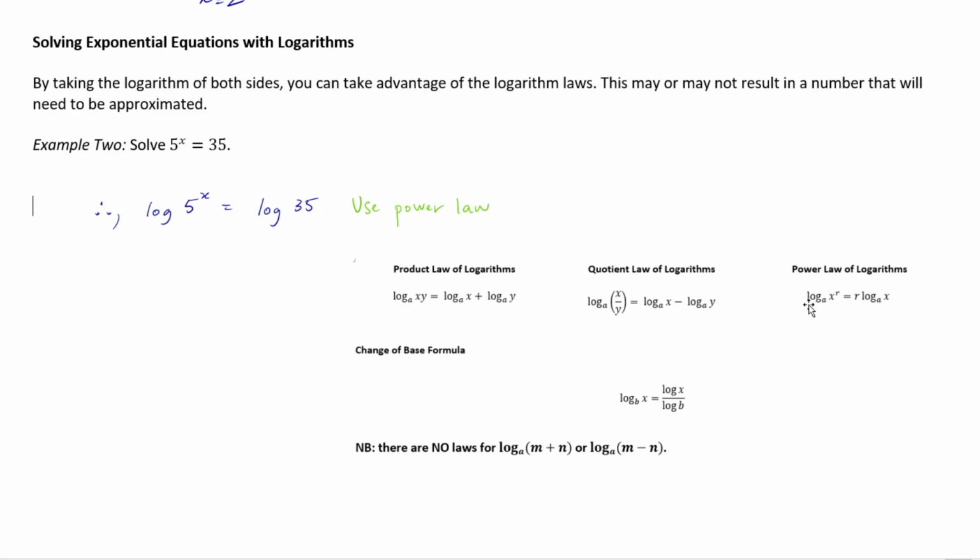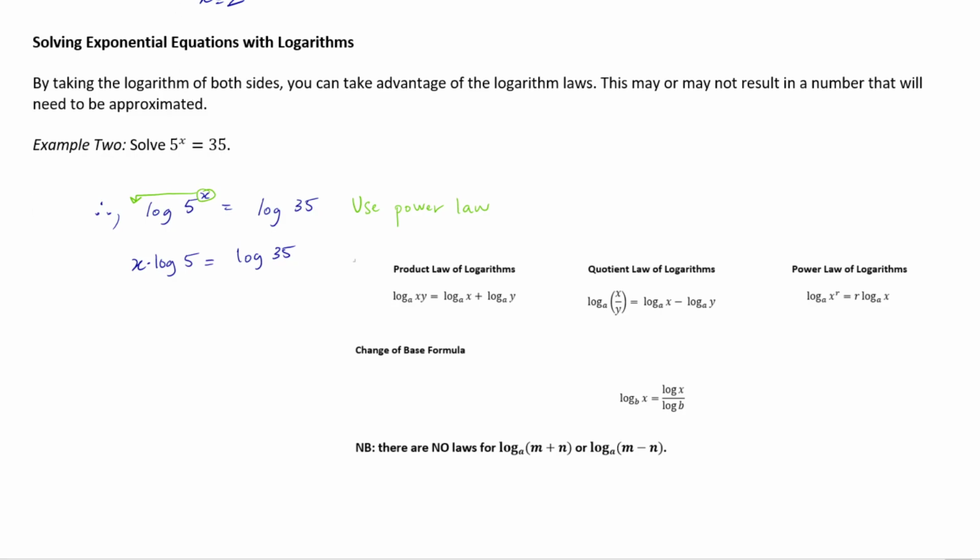And we know that if we take the logarithm of a number raised to some exponent, that exponent can be brought forward in front of the logarithm as a coefficient. So effectively, what I can do right here is take this x, which was in the exponent, and bring it in front as a coefficient. So the next line will read as follows. x times the common logarithm of 5 is equal to the common logarithm of 35. This is much easier to solve now because this is just multiplication.